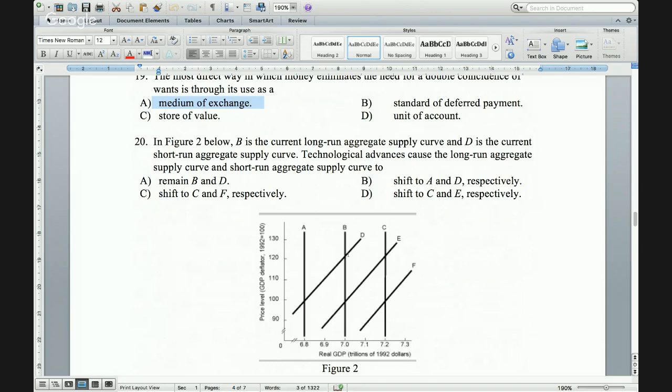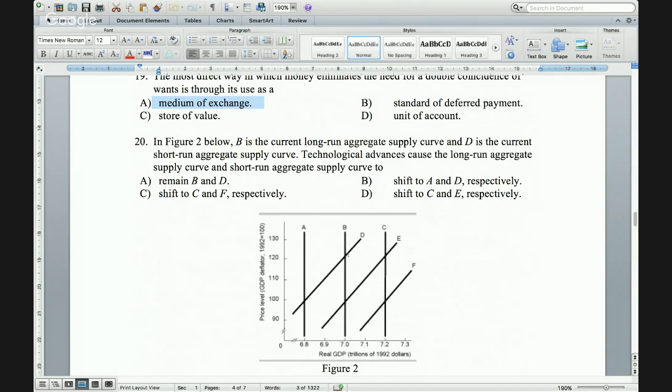Technological advances cause the long run aggregate supply curve and the short run aggregate supply curve to... Okay, and we have the options A to D. So think about it in advance, and sometimes it's helpful to do this. What happens to your potential level of GDP, firstly, if there's a technological advance? And we already addressed that in a previous question. We would expect your long run aggregate supply curve to shift to the right. And with that, your short run aggregate supply curve would also benefit. That would be the first one to change, to be honest.